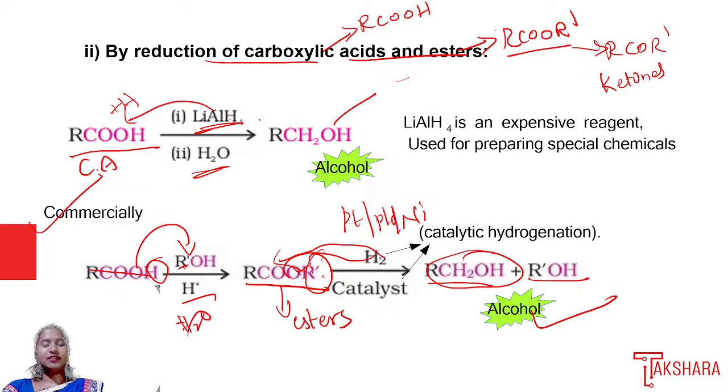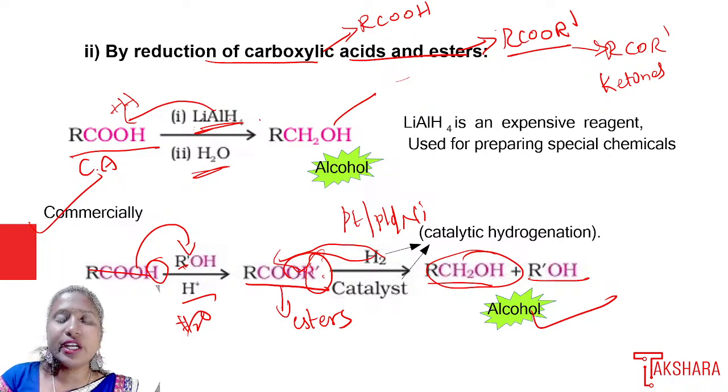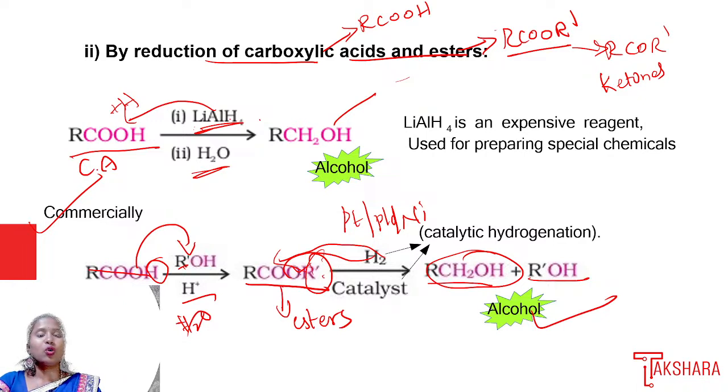So by the reduction process, carboxylic acids and esters can easily be converted into the respective alcohols. So that is about the reduction of carboxylic acids and esters.